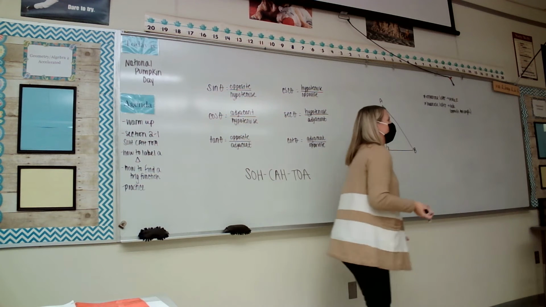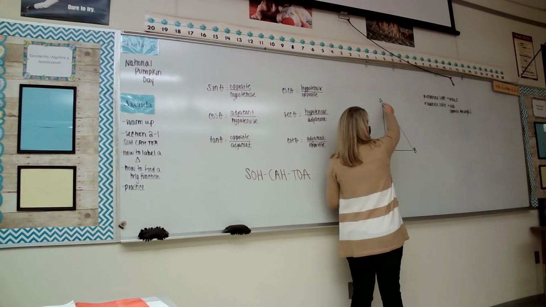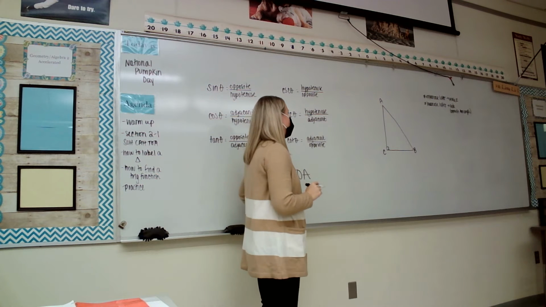I was talking to a geometry teacher about this. In geometry, you would label this as side AB. We don't do that in trig. I don't know why. It's just against what we believe in.